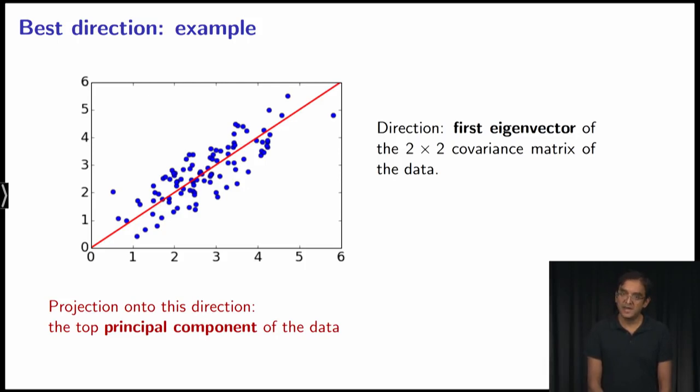So that's it for now. Today we've seen how to find the best single direction on which to project data. Next time we'll generalize this and see what if we want to project to k directions. What should we set them to? So see you then.